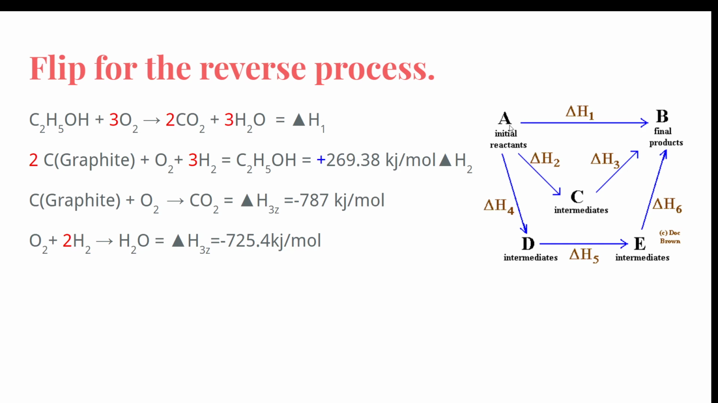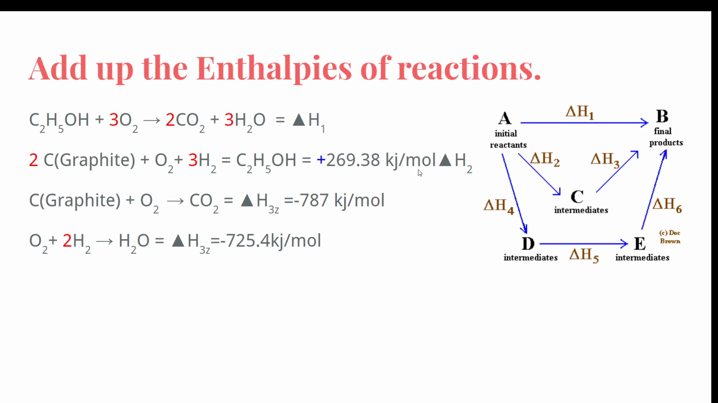We're going to flip if it's a reverse process. So here we start with C2H5OH, and we're going to graphite and everything, so we're going to flip that process. And then we're going to add up all the enthalpies of that reaction. So you just have to add up all of those. Okay, I'm going to give you a second to solve that.